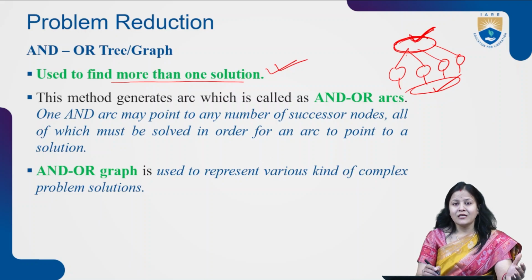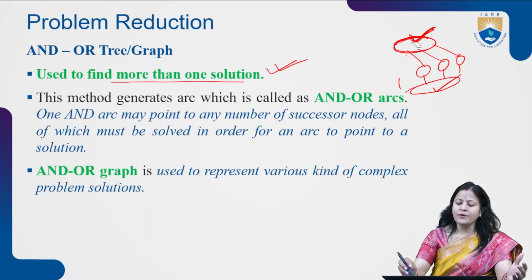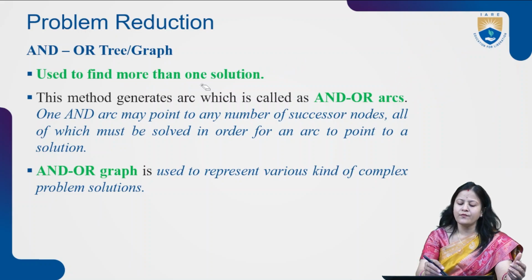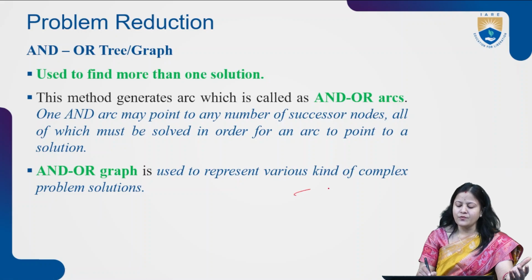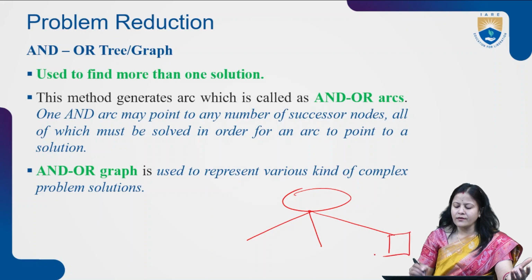So the meaning of the statement is that this problem reduction technique can be represented with the help of an AND-OR graph. Then how does it look? If this is my goal, then this goal can be achieved either using this path, or else we can follow this path. If any arc is there between two paths, then this type of arc is called an AND arc, and this is called an OR arc.